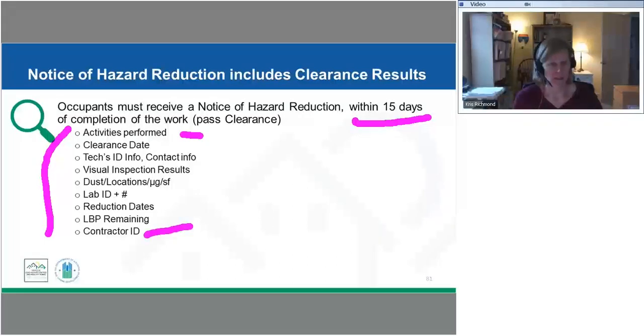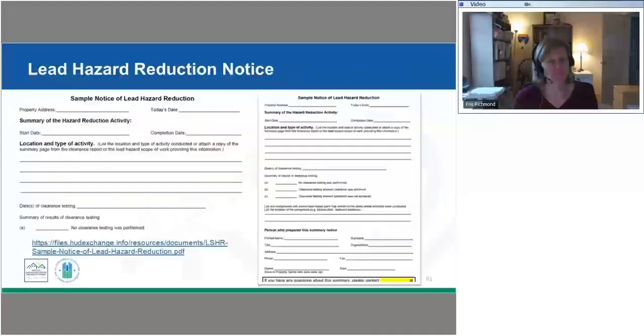The contractor's name, information, contact information where they can get more information if they have questions, and then locations of any remaining lead-based paint and surfaces. So here's a sample of the Notice of Lead Hazard Reduction activities form. The sample includes all the regulatory requirements to be given to the residents. You can create your own form. You can change the format, but you cannot delete the required items. So you do want to make sure that you do have all the required items.